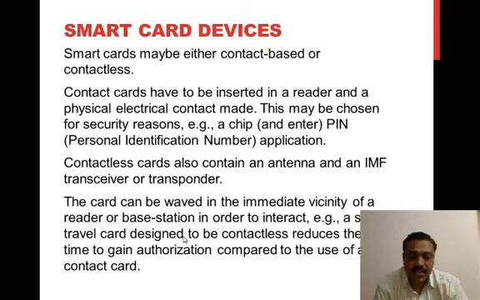Whereas contactless cards contain an antenna with an RF receiver or transponder, and this card can be waved in the immediate vicinity of a reader or a base station in order to interact. So for example, a smart travel card designed to be contactless reduces the time to gain authorization compared to the use of a contact card. So you may be able to save a good amount of time.